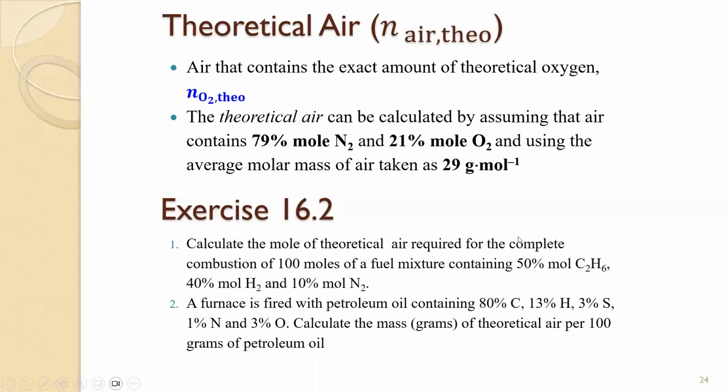Okay, let's continue. So you already know, guys, the theoretical oxygen. There's what you call theoretical air. Air that contains the exact amount of theoretical oxygen is the theoretical air. And you've already known this, that air contains roughly 79% by mole nitrogen and roughly 21% by mole oxygen. And that the average molar mass of air is 29 grams per mole.